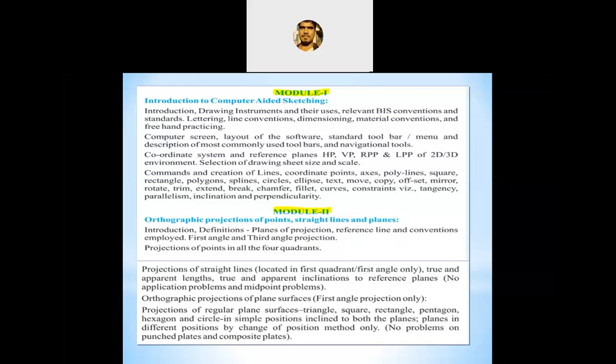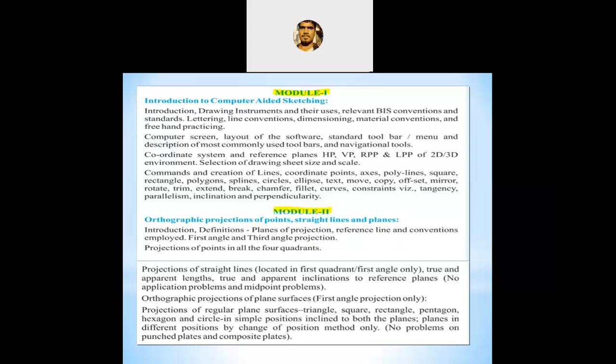If you know the first module thoroughly, then you can easily understand the projection of planes, lines, points, solids, and isometric. So for thorough understanding, you should go through the first module. Without the first module, you cannot understand the further modules. That's why the first module is important, though it is not for examination purposes. And the second module is purely orthographic projection of points, straight lines, and planes.